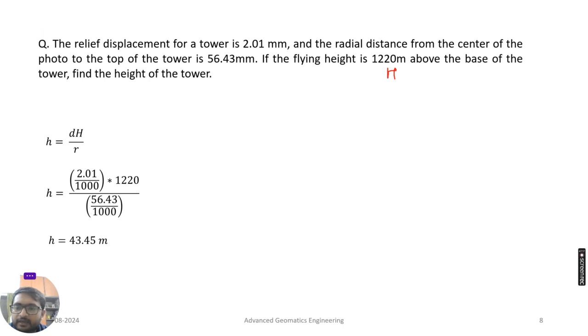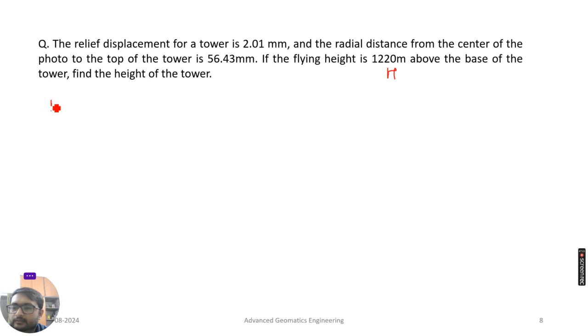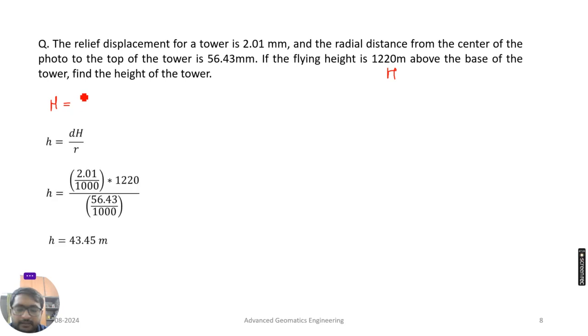We will first put the formula, which is d equals h r by capital H, or you can say small h equals d times capital H divided by r. We just want to find the small h, which is the height of the tower, equal to the relief into capital H divided by the radial distance. I have just rearranged the formula; in the PPT it is given that d is equal to h r by capital H. So you have the relief of 2.01 mm given to you.